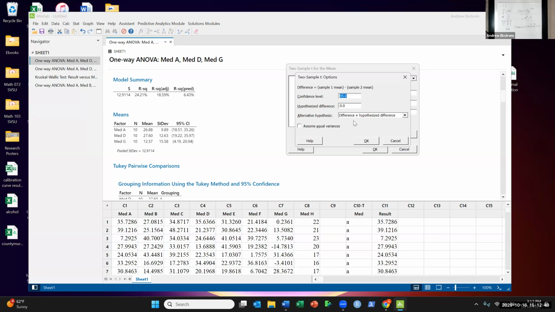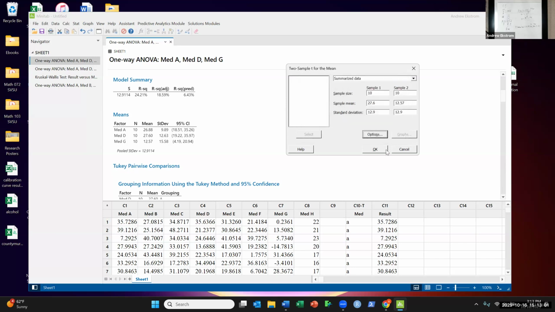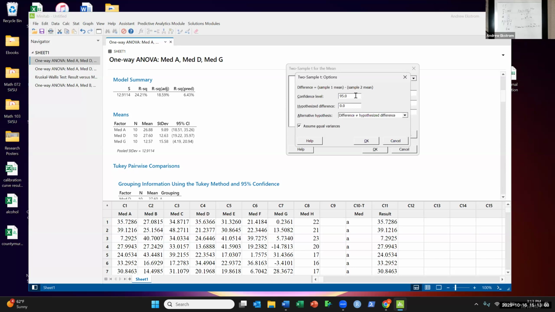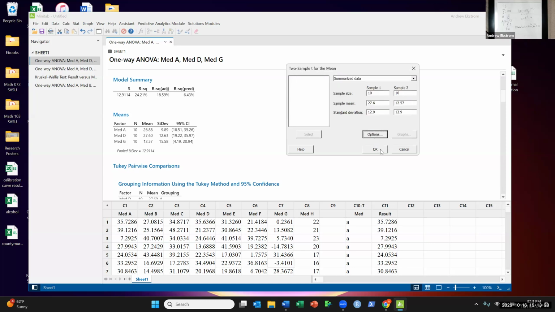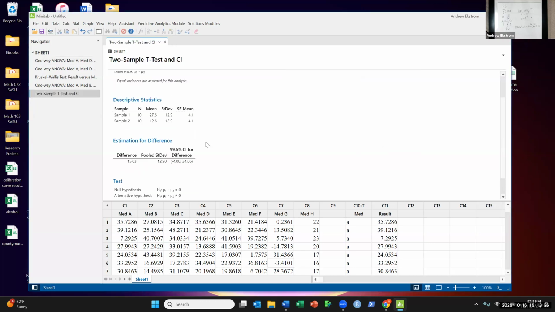Our options, we're looking at differences here, and we're assuming equal variances because with ANOVA and with this type of ANOVA, that is the thing that we have to do here. And I also need to change the confidence interval here. So just again, based on what I just wrote down, our confidence interval is going to be 99.6. Then click on OK. You can see the confidence interval for the difference.